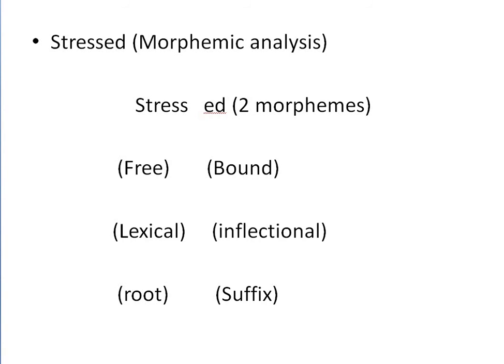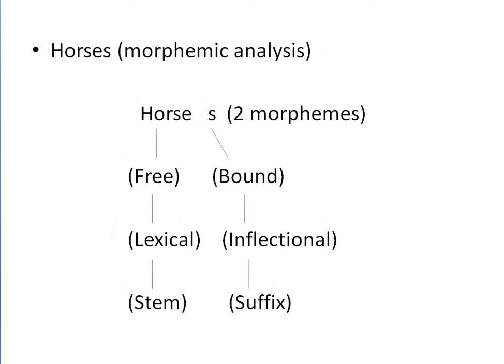This is actually called morphemic analysis, or we can also term it as morphological analysis. Morphological analysis, that is analysis in terms of morphemes. So let's take another example. The word horses. Again, doing morphemic analysis, two morphemes, horse and s. Horse is a free, s is a bound.